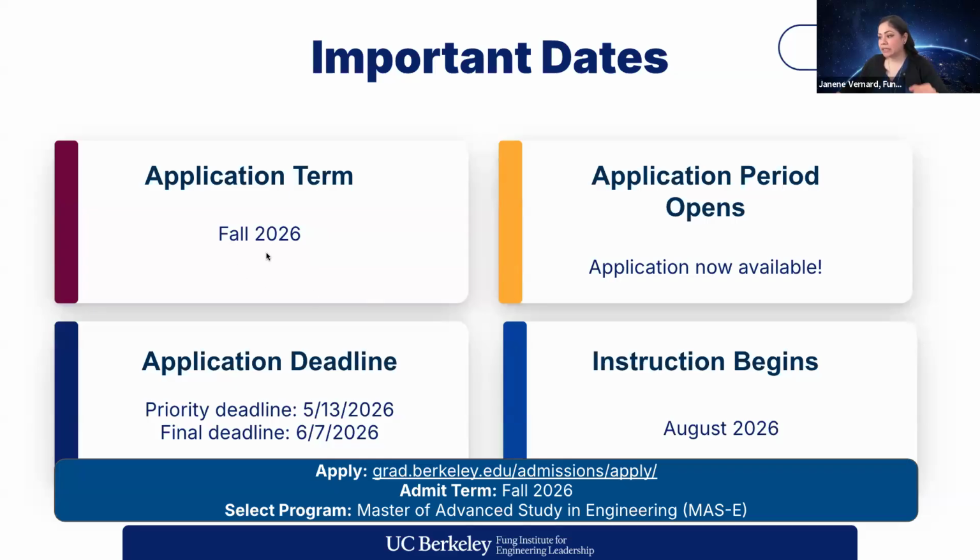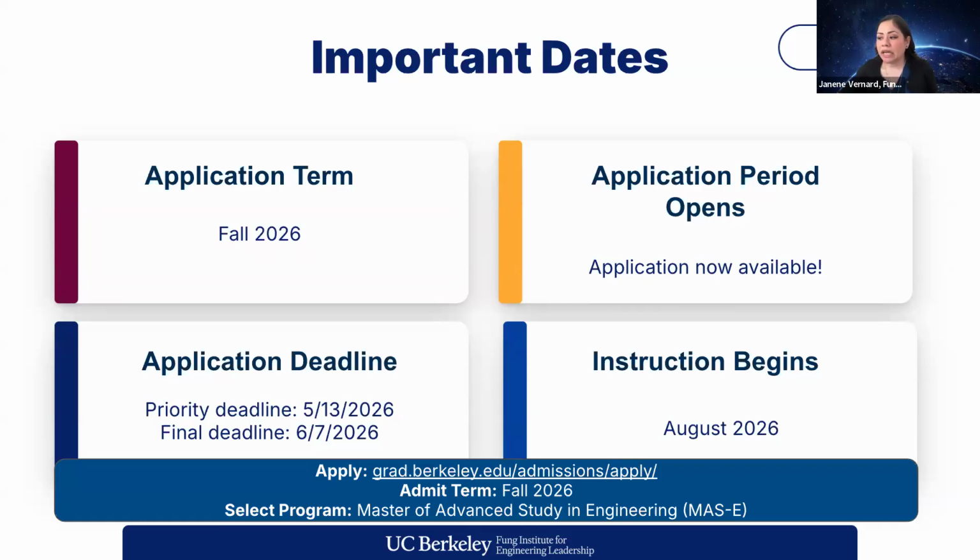So, important dates. The application that we will be reviewing shortly is fall 2026. It is open now, and there are two deadlines. There's a priority deadline of May 13th and a final deadline of June 7th. Instruction begins in August 2026, I believe it's August 26th. And then you can apply through grad.berkeley.edu/admissions/apply. Again, admit term 2026, and the program is Master of Advanced Study in Engineering.